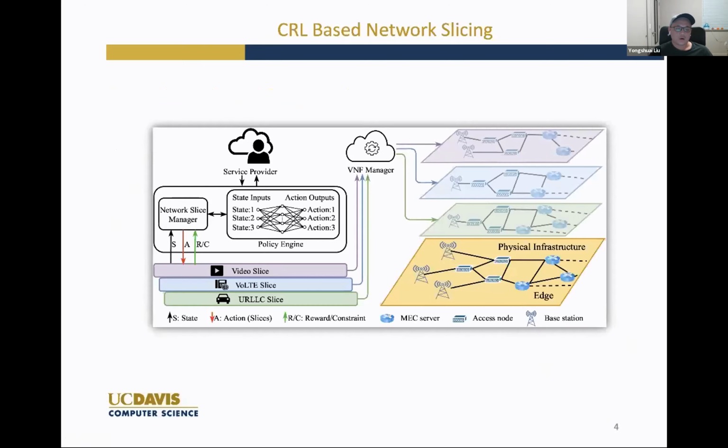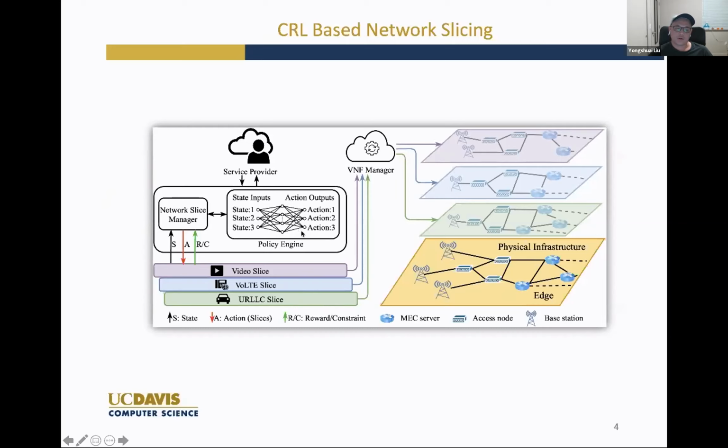So this is the framework of our method. Basically, we have physical infrastructure, on top of it we have network slices, and in this case we consider three different network slices. We have a network slice manager, which makes a decision on its resource allocation. It takes input from the policy engine, and this part is what the reinforcement learning algorithm can provide.